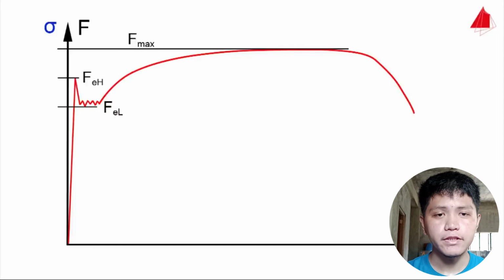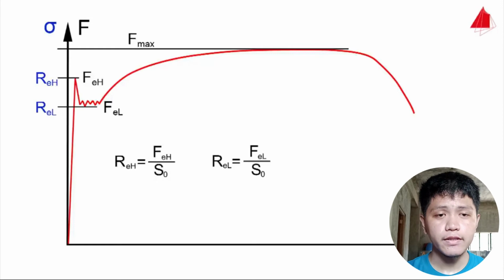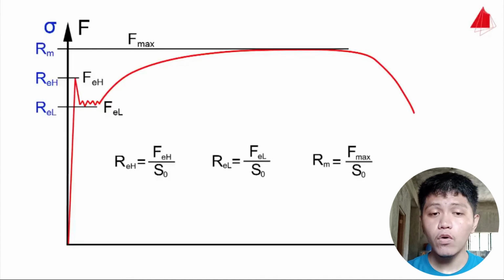The upper yield strength RAH is calculated by dividing the force FAH by the original cross-sectional area S0. The lower yield strength RAL is defined in a similar way. The maximum force divided by the original cross-sectional area is called tensile strength Rm.